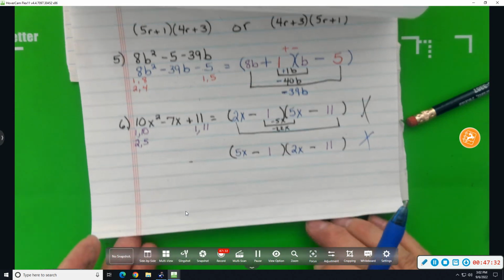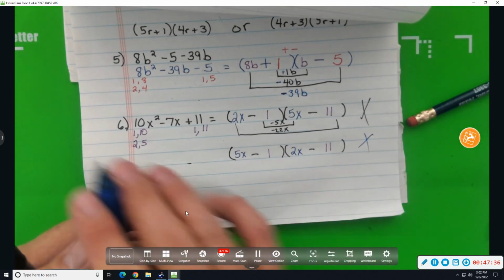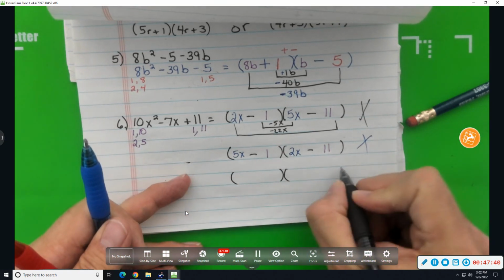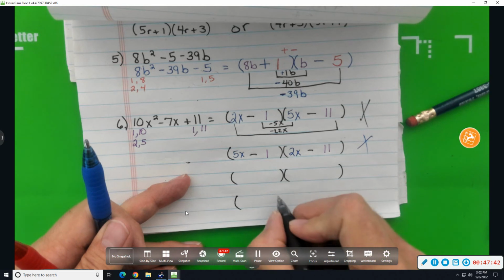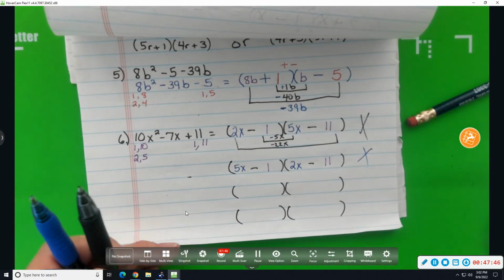Oh, this is going to be the prime one. But I haven't tried 1 and 10 yet. But we can definitely say that 2 and 5 is not going to work. But we still have 1 and 10 to try. So let's try 1 and 10.